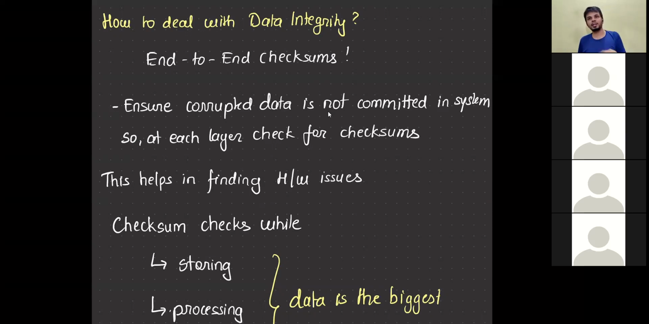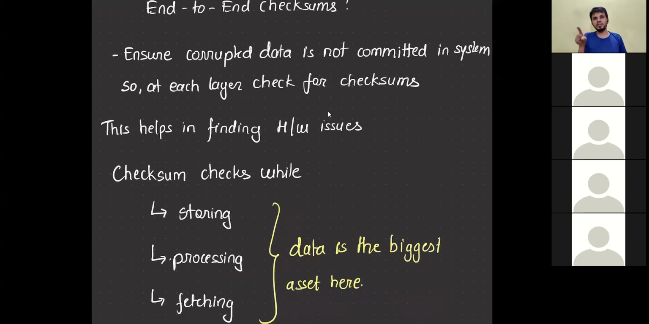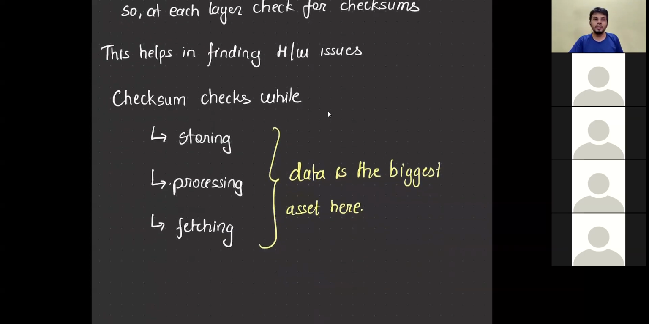This is where checksums come into the picture, because of error detecting codes. At every step, we are always checking the checksums to see whether my data integrity is correct or not. If it is not correct, I would not accept that. This ensures that corrupted data is not committed in the file system. So at each layer, these checksums are always being checked.